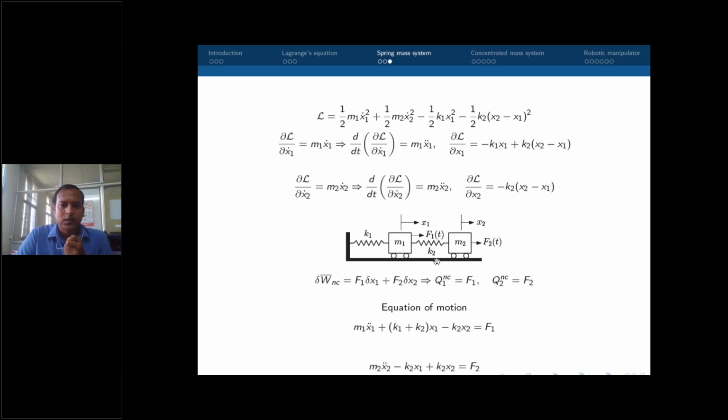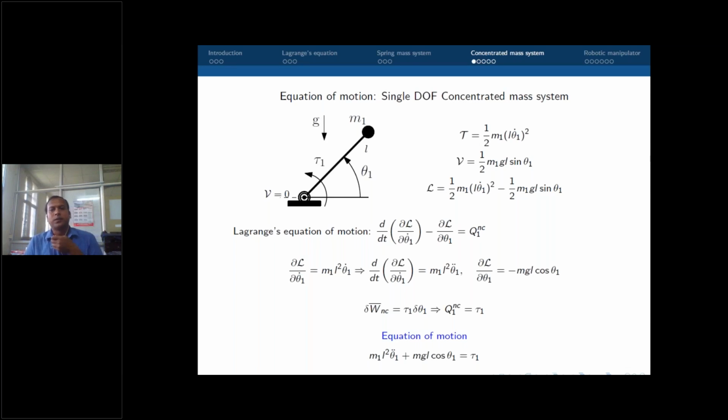So next, moving to the next example. This is again a single degree of freedom system, which I have already mentioned.